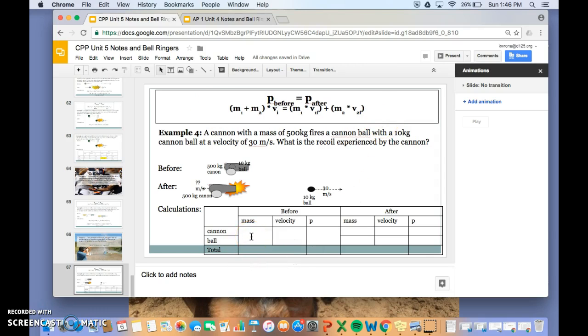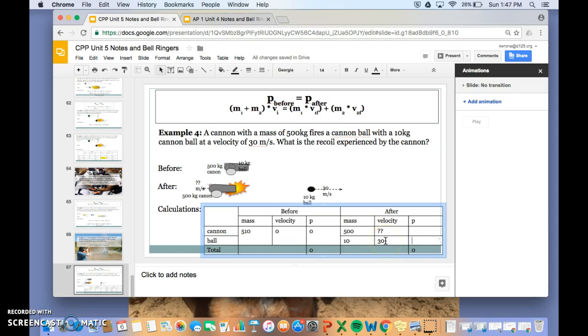So let's try with a table. The initial mass of both of them together is going to be 510 kilograms, and they're not moving. They have an initial velocity of 0, and that's another kind of hint that it's a recoil problem. So their total initial momentum is 0. They're at rest. After the cannonball is fired, the cannon has a mass of 500, the ball has a mass of 10. We don't know the final velocity of the cannon. The ball has a velocity of 30, and so we're looking for their final momentum. So we know that total momentum before is equal to total momentum after, so this has to still equal 0.